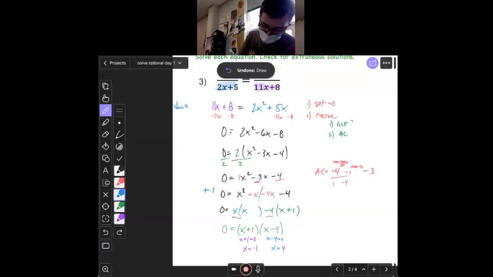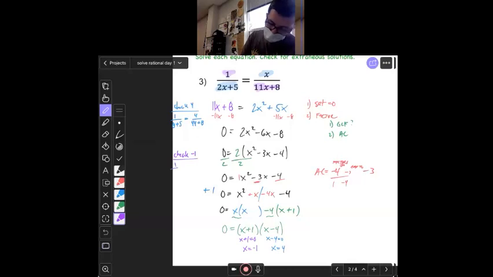Since I'm doing blue, I'll check the 4 first. So I got 1 over 2 times 4, which would be 8 plus 5 equals 4 over 11 times 4, which is 44, plus 8. I'll finish that math in a second. I'm going to just write out the other one. Check.